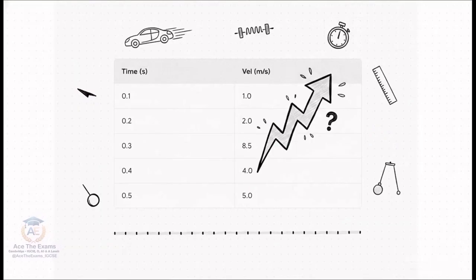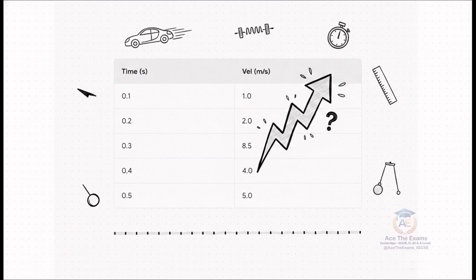Now, what's really interesting about this data table is right here in the middle. Take a close look. It's for an accelerating object, right? Time is increasing steadily by 0.1 seconds. Velocity is increasing smoothly from 1.0 to 2.0. But look at the 0.3 second mark. The velocity suddenly spikes to 8.5 meters per second before dropping way back down to 4.0.